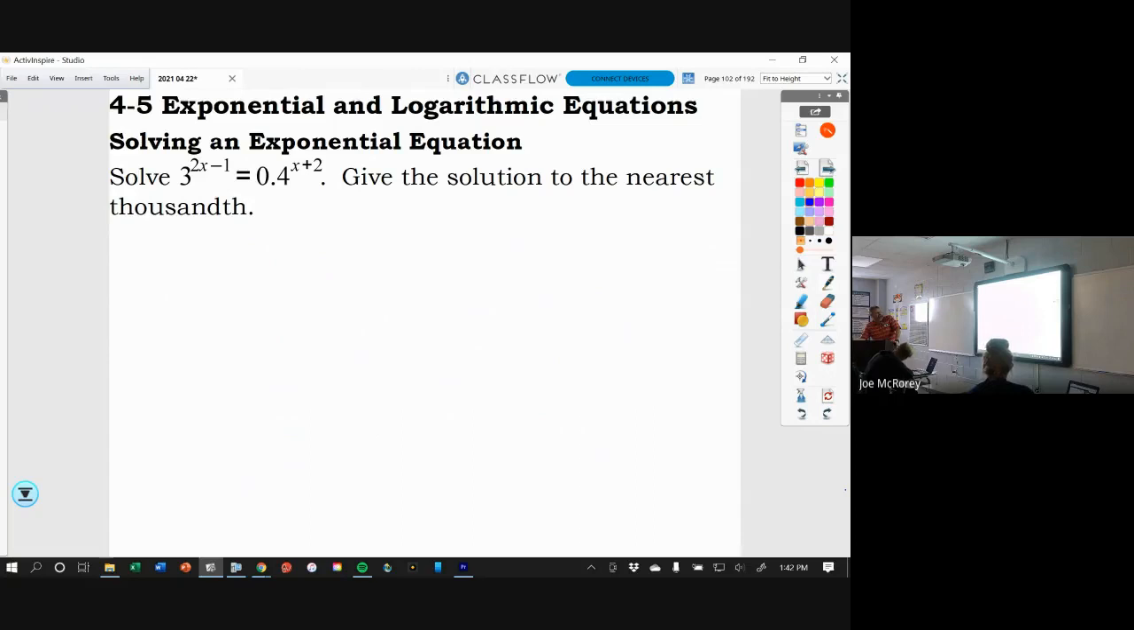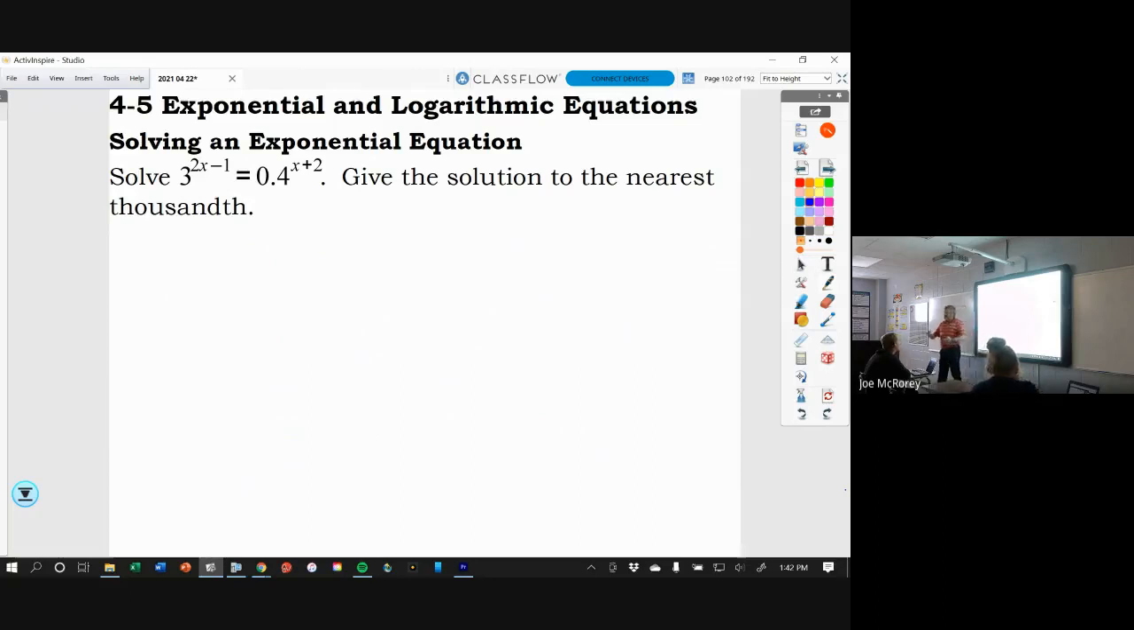Okay. I have an equation. It has 3 as a base on one side and 0.4 as a base on the other side. This is a mess. But in both cases, the exponent has a variable, so it's exponential on both sides. How do you get the exponents down? Log. You take the log of both sides. So I'm going to take the natural log of both sides.